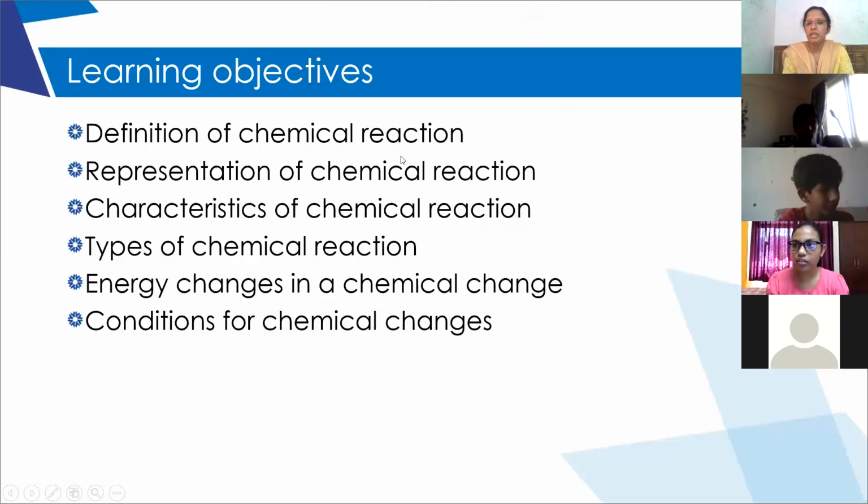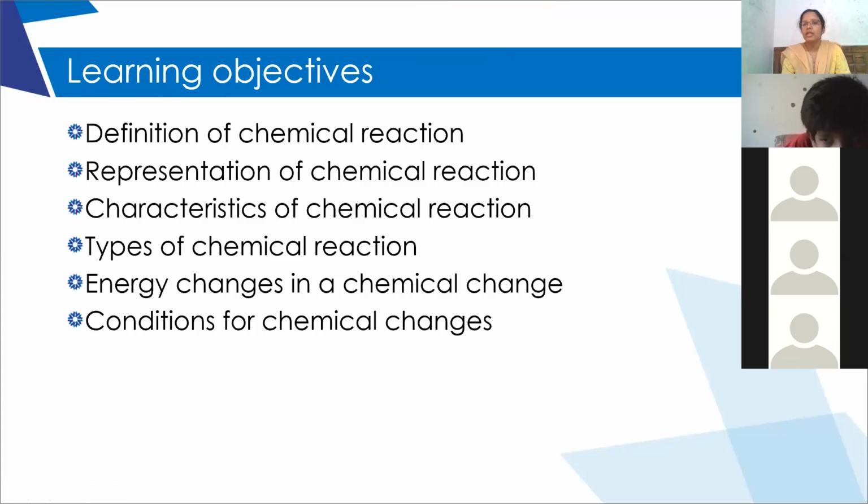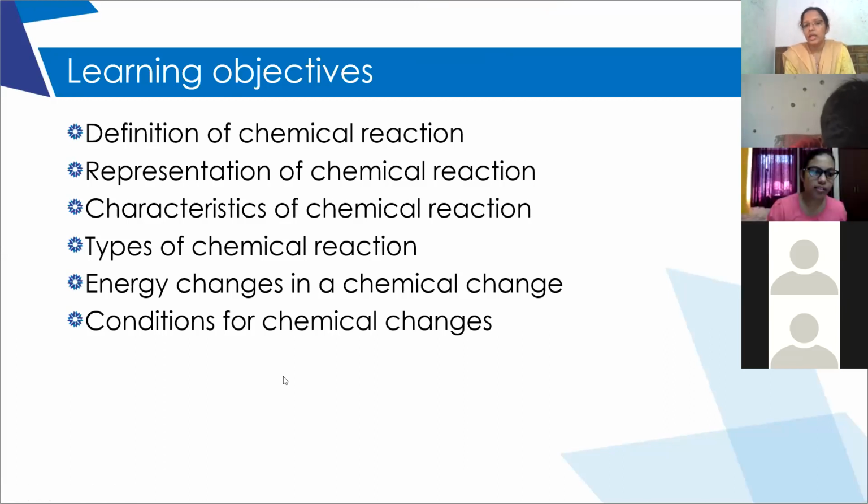So in this chapter, we learn what a chemical reaction is, how to represent a chemical reaction, and the characteristics of a chemical reaction. Characteristics means indications. What are the visible characteristics? How can we identify whether a chemical reaction has taken place or not? The next topic will be types of chemical reactions. Here we learn each and every reaction in detail, and the energy changes which happen in chemical reactions.